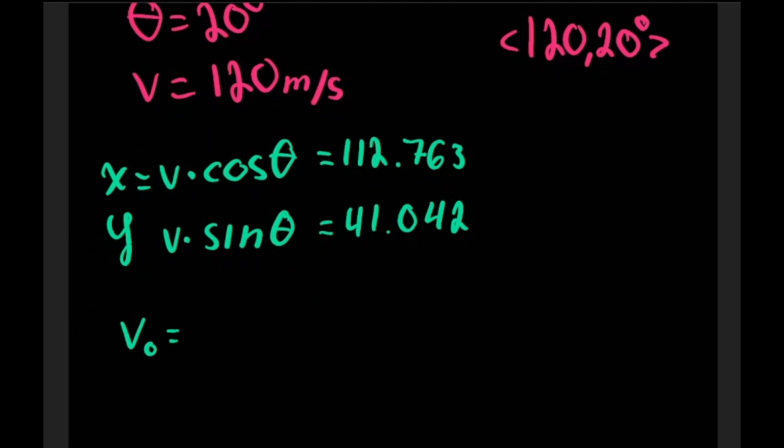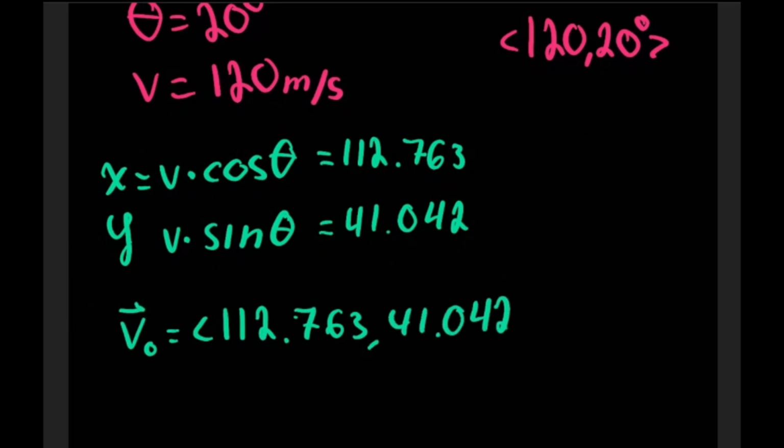So the final answer can be written as v0, since we were finding the initial launch velocity. v0 is equal, it's also a vector, to 112.763 on the x and 41.042 on the y.